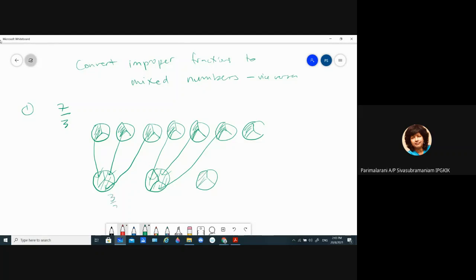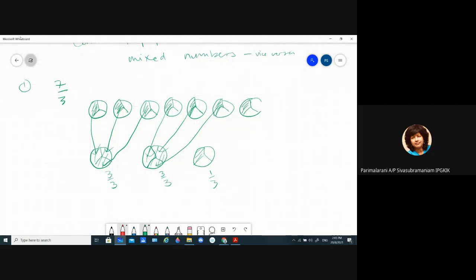So here we have 3 parts out of 3, 3 parts out of 3, and 1 part out of 3, okay? So we know that 3 over 3 is 1, this is 1, 1/3, okay? So this will give us 2 and 1/3. Therefore, 7 over 3 is equals to 2 and 1/3, okay? So this is how we change from improper fractions to mixed numbers conceptually, okay?